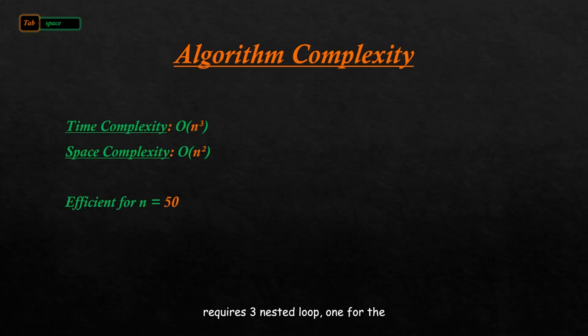The solution requires three nested loops, one for the length of the intervals, one for the starting points, and one for choosing the middle point. Thus the time complexity is O(n³). The space complexity is O(n²) since we store results in a 2D table. Fortunately, with n less than or equal to 50, this is very efficient.